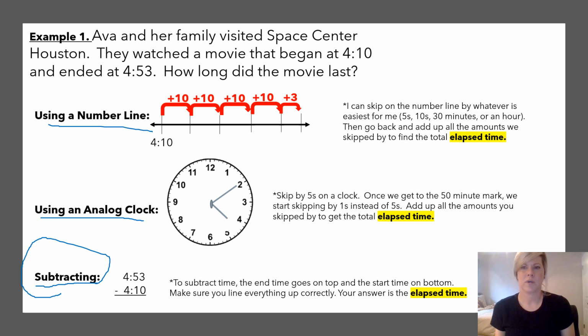Okay? So we're going to skip on the number line by whatever number is easiest for you to count by. As you can see, I've already labeled this 10. So if I'm starting at 4:10 because the movie began at 4:10 and I jump 10 minutes, then what would my new time be? My new time would be 4:20, so I go down and I'm writing the new time as I'm skipping. Okay? And I'm going to keep skipping until I get to my end time, which was 4:53.